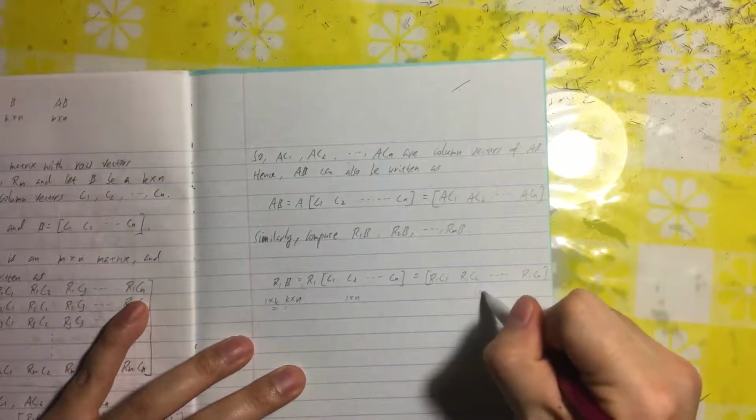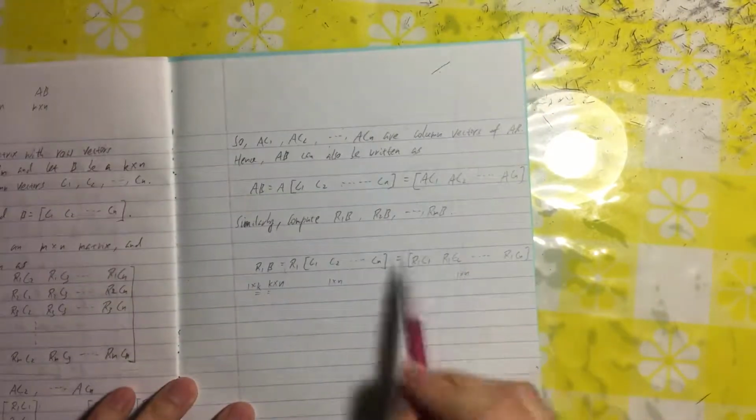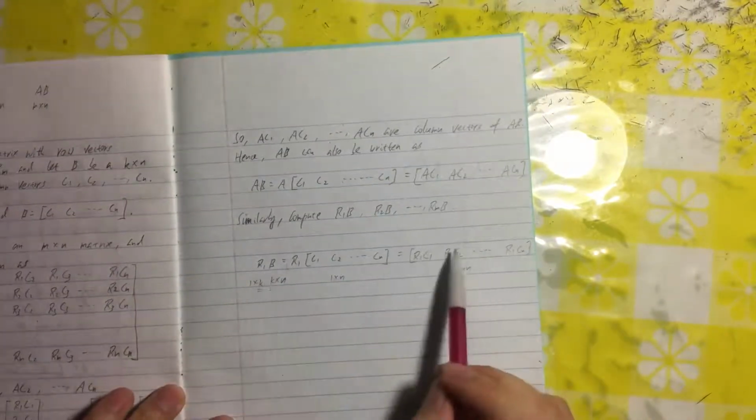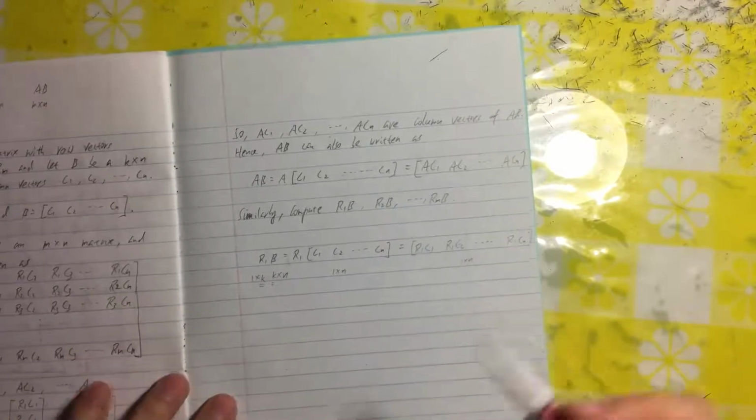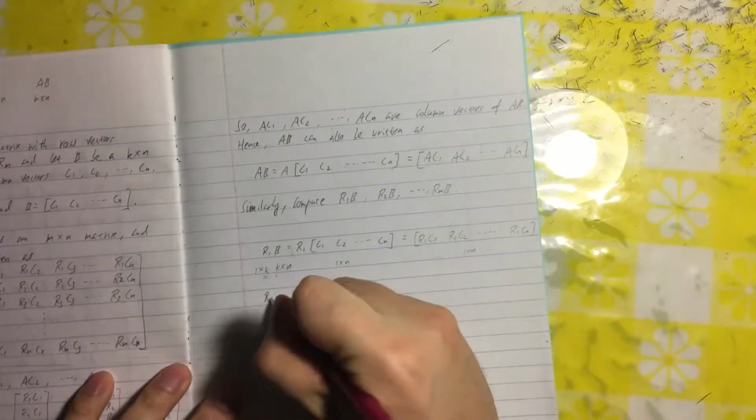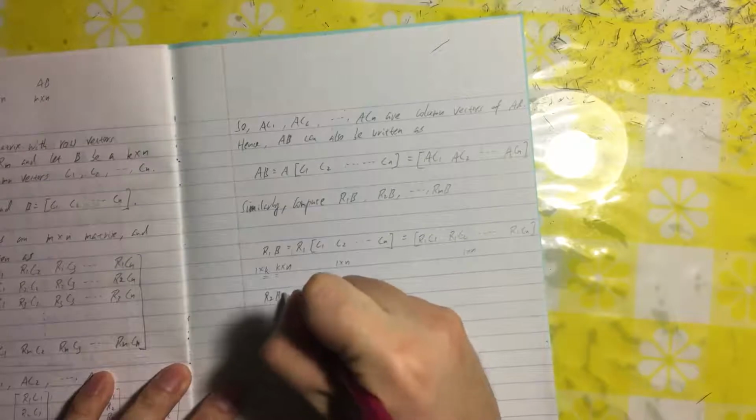This is a 1 by n submatrix. This is a 1 by n matrix. R1 times D is a 1 by n matrix. Then similarly, if I compute R2 times D, what do we get?